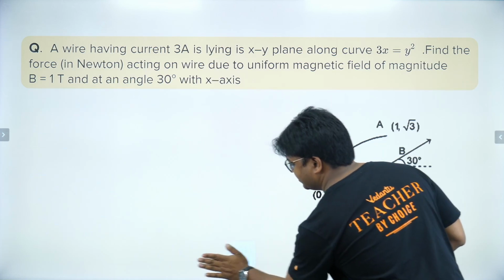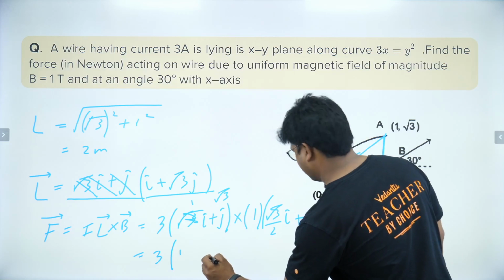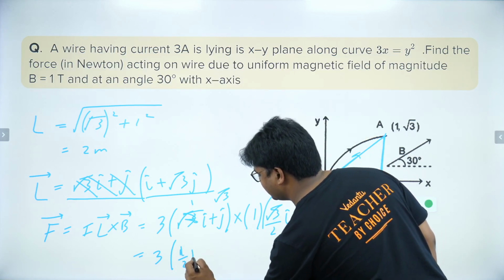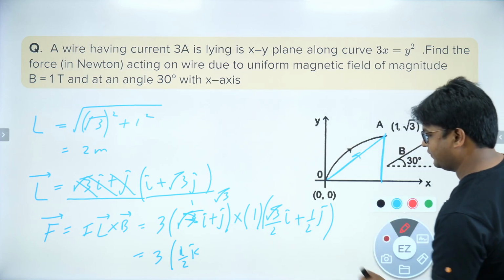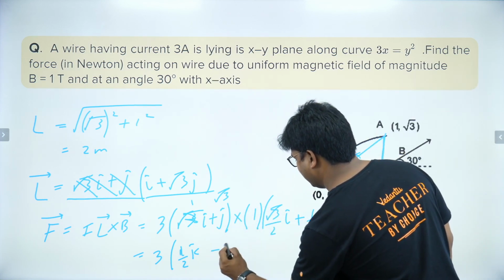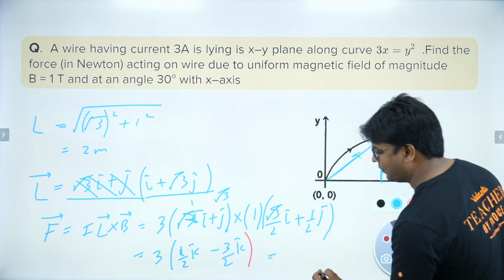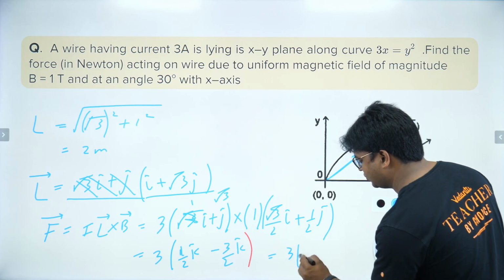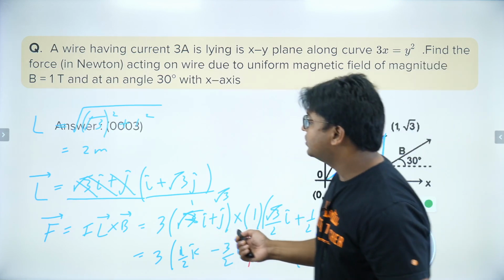So my cross products will be different. I'm going to get half into k cap, and then when I multiply these two, minus 3 by 2 k cap. So I'm going to end up with 3 into minus k cap. So the force will be 3 Newton. The force should be 3 Newton.